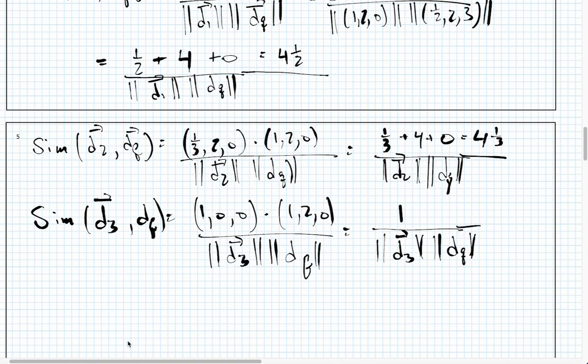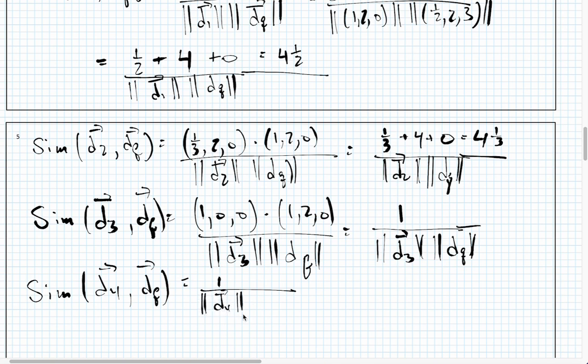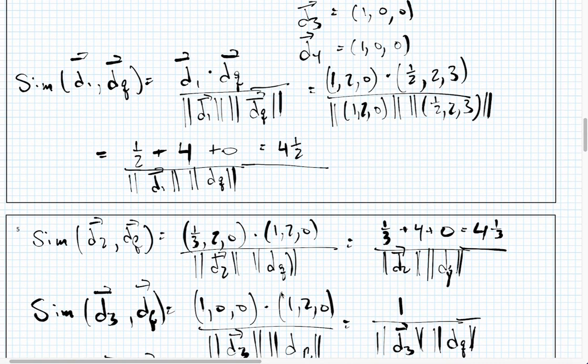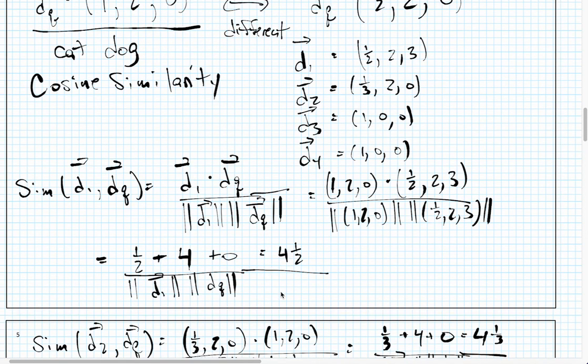And then finally, the last one we have to do is the similarity between D4 and DQ. And I think you'll remember that D3 and D4 look exactly the same. So this is just going to be 1 over D4 DQ. So now we've got these 4 different numbers. I think we need to go ahead and calculate the different magnitudes.